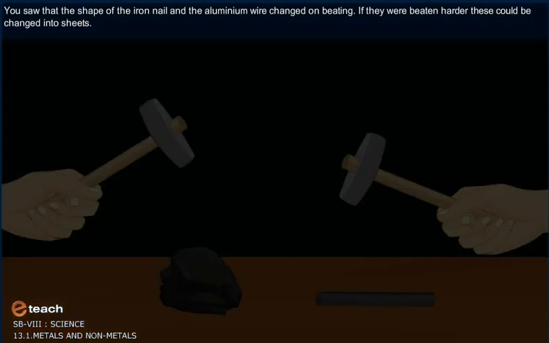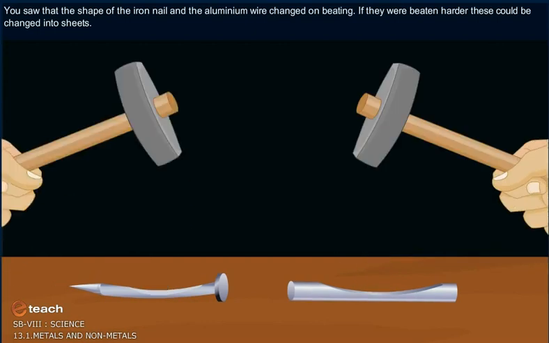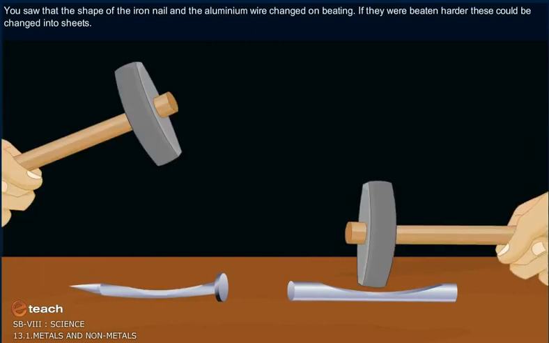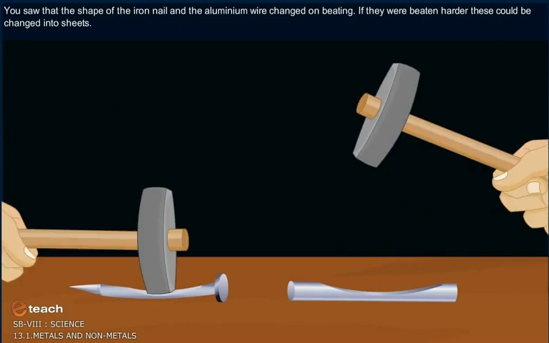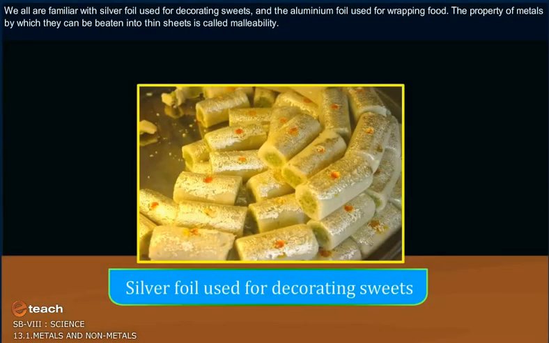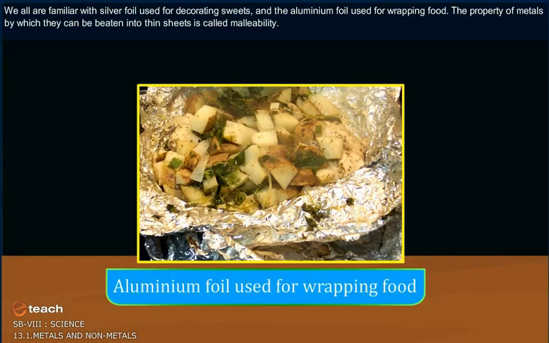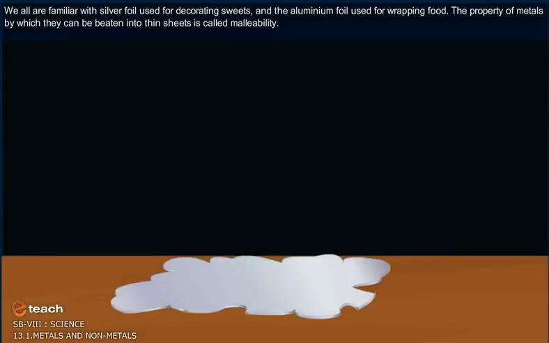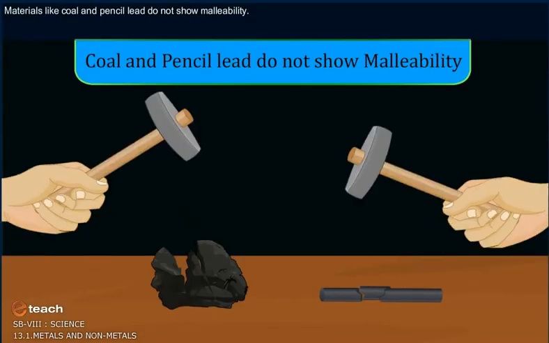You saw that the shape of the iron nail and the aluminium wire changed on beating. If they were beaten harder, these could be changed into sheets. We all are familiar with silver foil used for decorating sweets and the aluminium foil used for wrapping food. The property of metals by which they can be beaten into thin sheets is called malleability. Materials like coal and pencil lead do not show malleability.